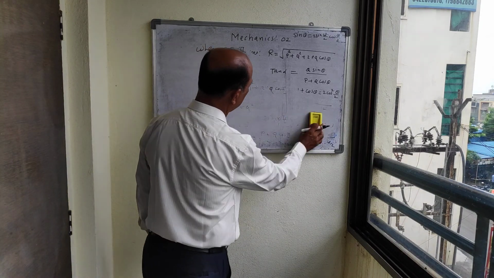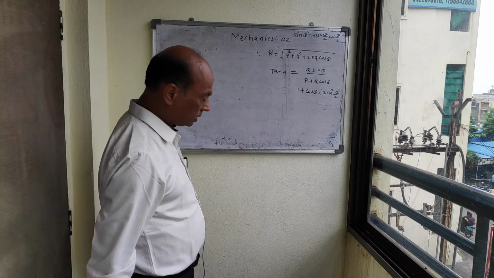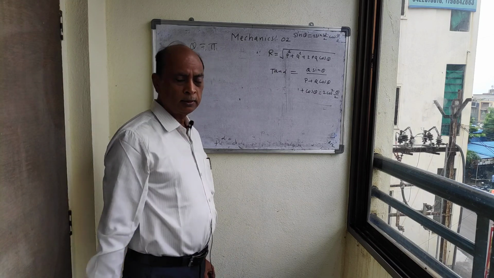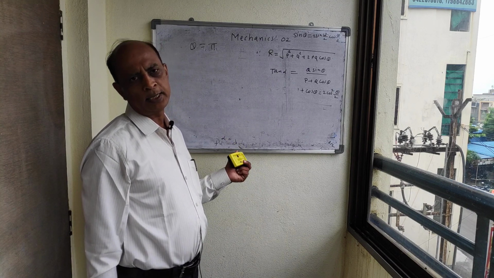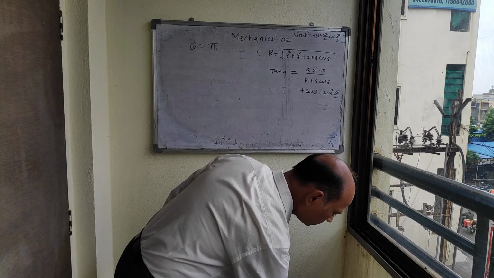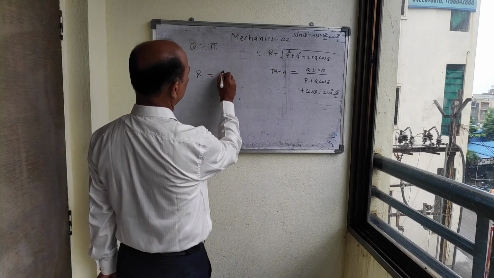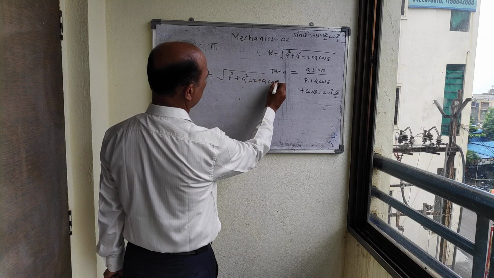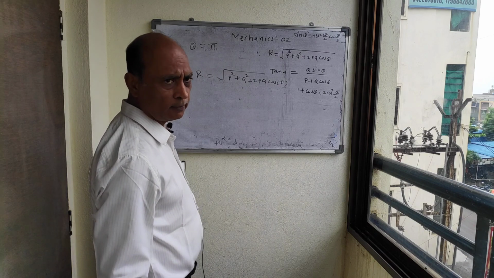Now we are left with only one case, the last case, that is when theta is equal to pi. It means when the two forces p bar and q bar act along the same straight line, but the direction is different because theta is equal to pi. So in this case, r is equal to under root of p square plus q square plus 2pq cos of pi. Now what is the value of cos of pi? Cos of pi is minus 1.